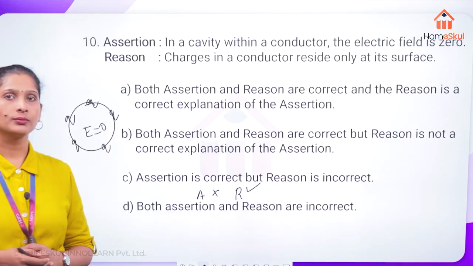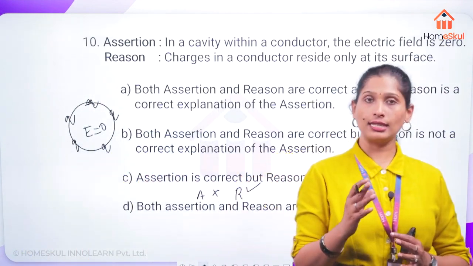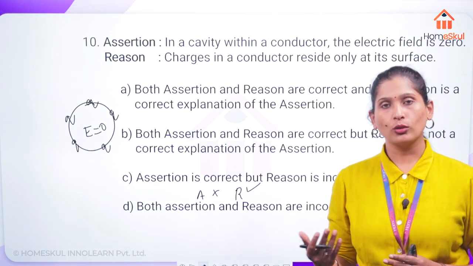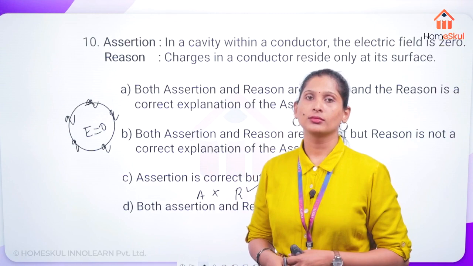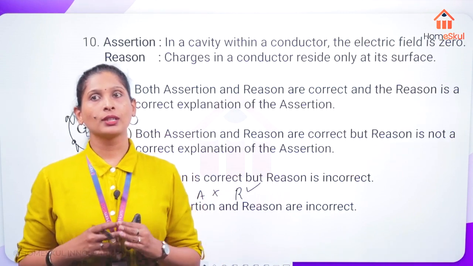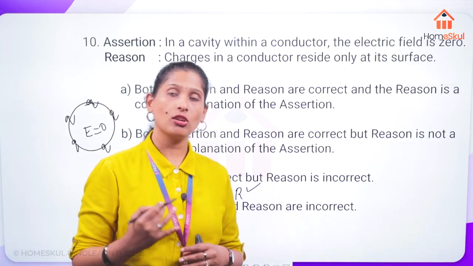Just think over it. You have a conductor inside which the field is 0. First think whether that is possible. Whether yes or not, go on to the reason. Then check: the charges in the conductor reside only at its surface. That is the second thing given. Is that a correct statement? If both of them are correct, then C and D are eliminated right there. There is a 50-50 now. So that's how you have to analyze an assertion reason question. Check the first statement, then the reason statement, and if both are correct, then check whether it is the correct explanation or not.